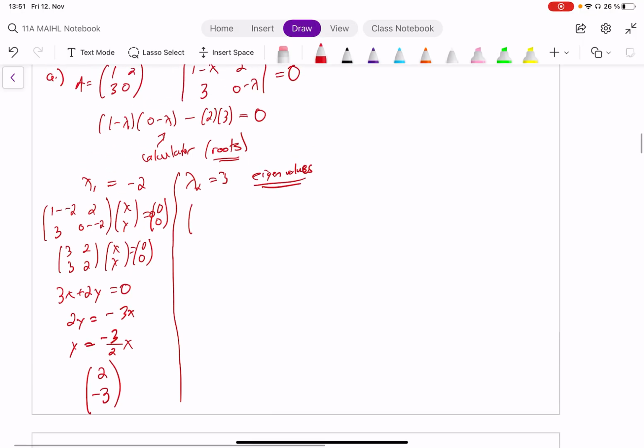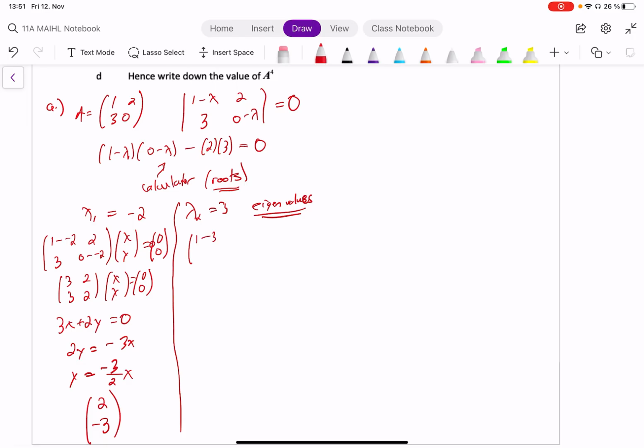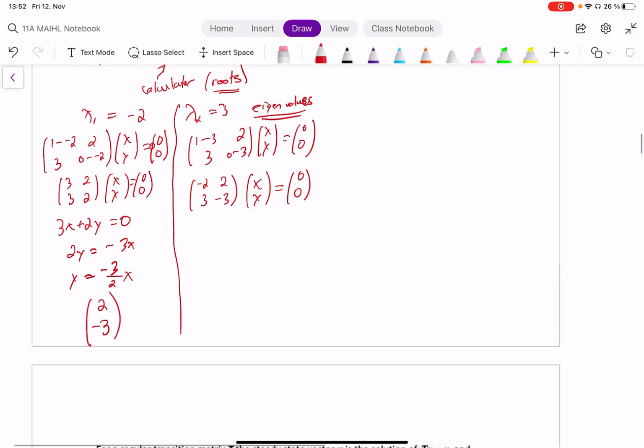And then if I plug in 3 as my eigenvalue into the matrix, so 1 minus 3, 2, 3, and 0 minus 3, times our xy should equal 0, 0. So that's -2, 2, 3, and -3. Xy equals 0, 0. Again, I can choose whichever one I want. I just happen to choose row 1 times column 1. You could choose row 2 times column 2, and you get the same thing. And so if I do that, I get -2x plus 2y equals 0. 2y is 2x, so y is x. And so the easiest one to choose for that eigenvector would be 1, 1. If I plug in 1 for x, I would get out 1 for y. So these two things are my eigenvectors.